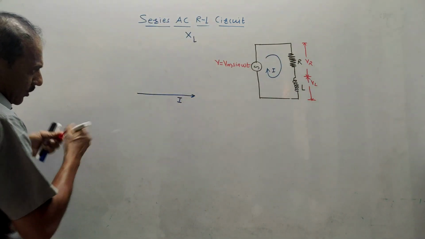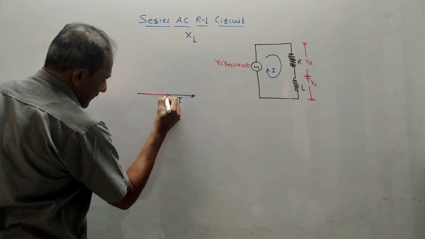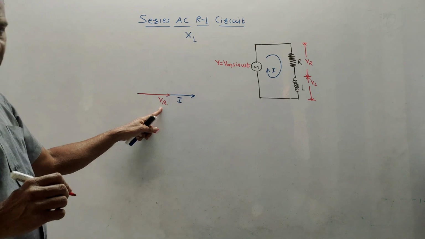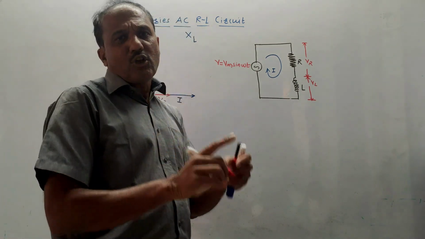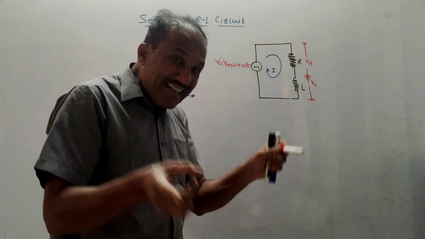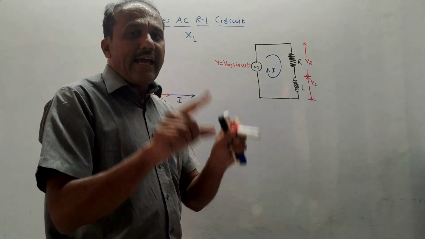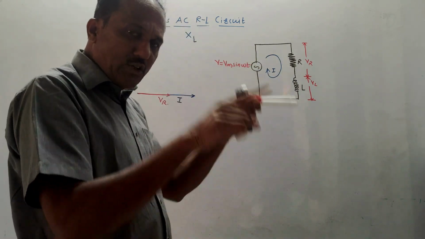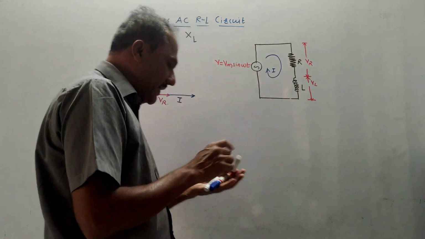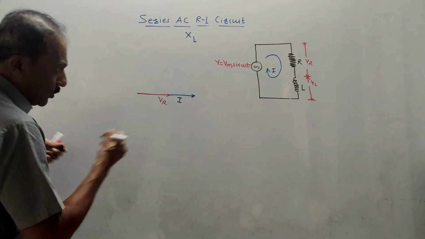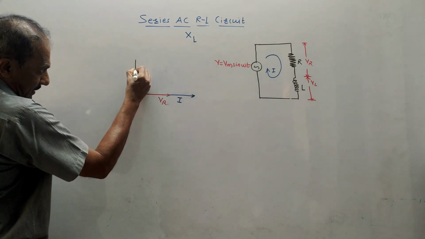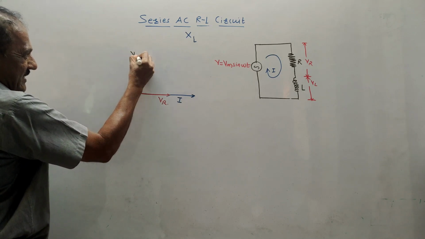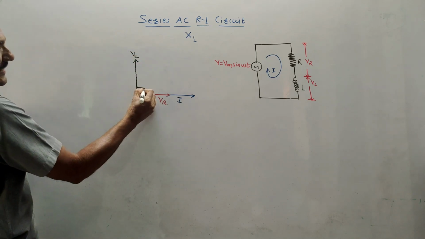So I will mark along the same line the value of voltage, that is VR, the voltage across the resistor. Now, one important concept: in case of an inductor, the voltage leads the current by an angle of 90 degrees. Do remember this concept. For an inductor, the voltage across the inductor leads the current by 90 degrees. So if I want to draw the phasor for the inductor, I will draw it in a perpendicular direction like this. I will mark this line as VL. This angle is 90 degrees.